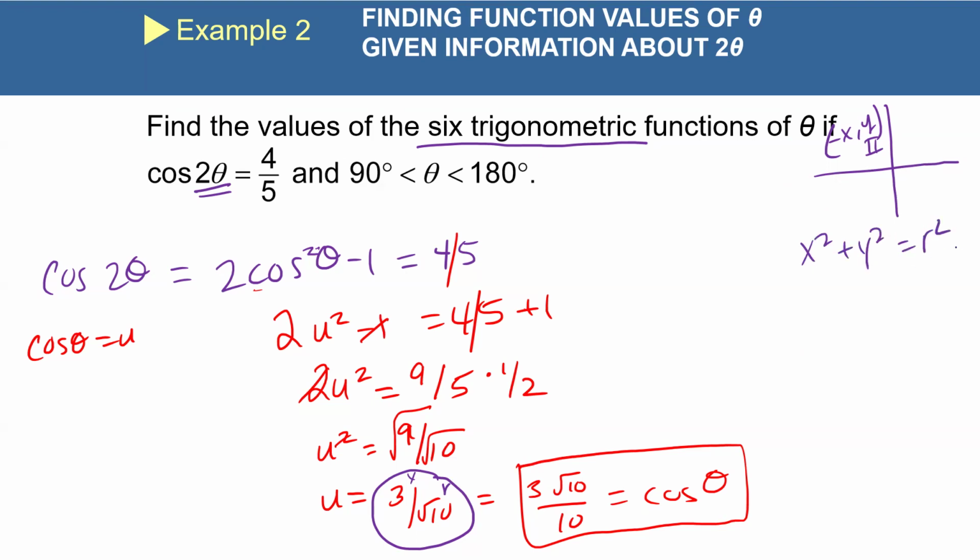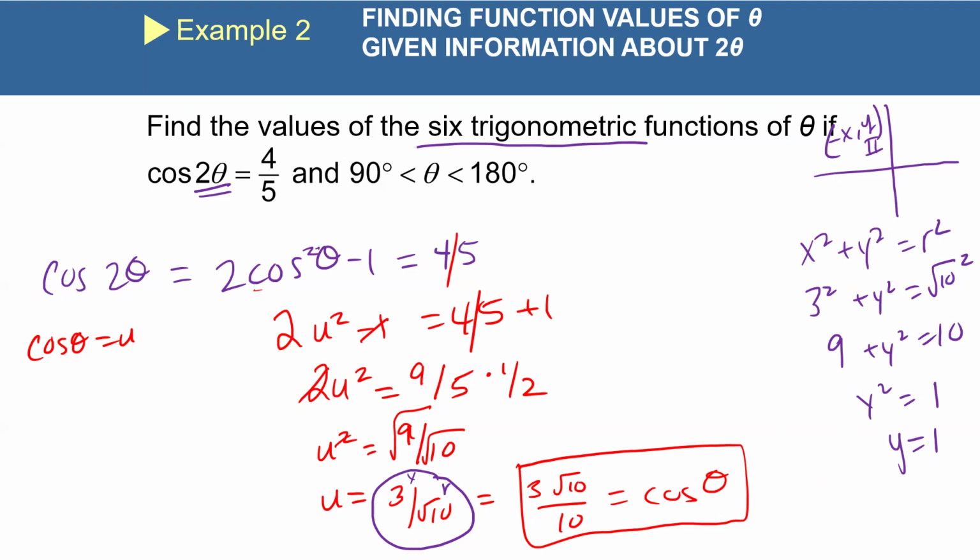x squared plus y squared equals r squared. So we have 3 squared plus y squared equals square root of 10 squared. That gives me 9 plus y squared equals 10. So y squared equals 1. So therefore y equals 1. So now we have our y value. I can find sine, I can find tangent, and then I can find everyone's reciprocal.